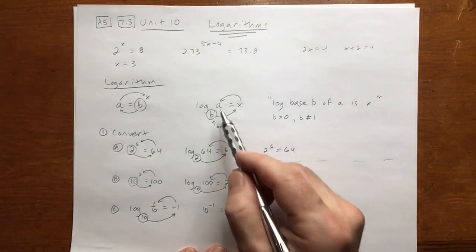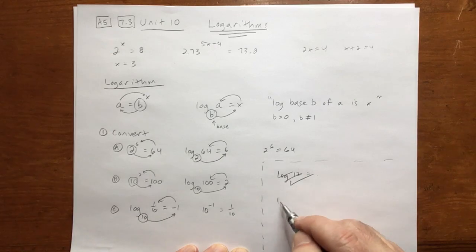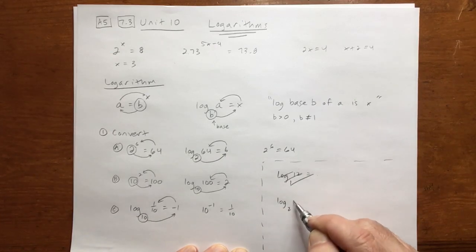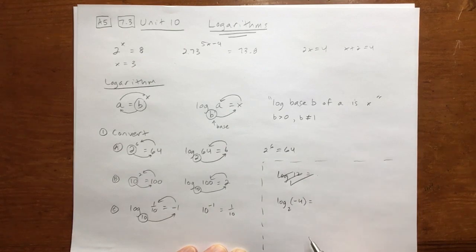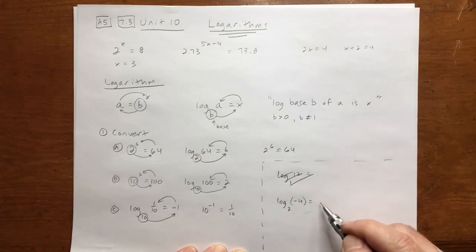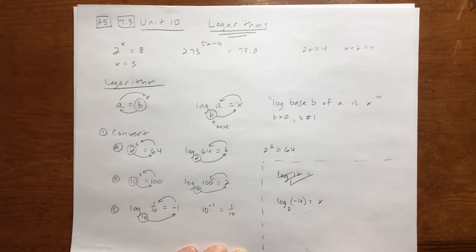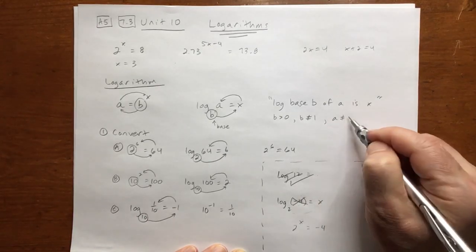But let's talk about what a can equal. Let's say I have log base 2 of -4. This says 2 to what power equals -4? If you raise 2 to any exponent, you're not going to get a negative number. You might get a fraction, you might get 1, but you're not going to get a negative number. So what this tells me is that a is not going to be a negative number.